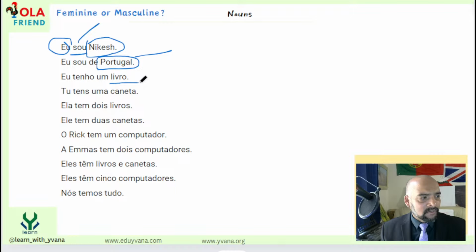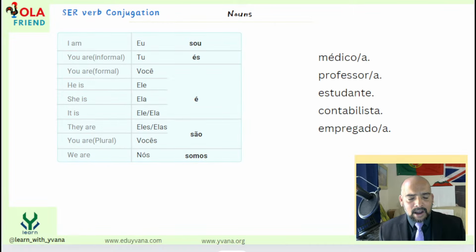Similarly, livro is a masculine noun and caneta is a feminine noun, and we are using the verb ter here, and here also verb ter. And in the next session, I will try to describe in detail how we use the verbs. What are the ser verbs? What are the estar verbs? And we will try to make real life sentences, okay? We will try to make real life sentences, and that will help you to understand how we make the sentences. I hope it will help you, okay?